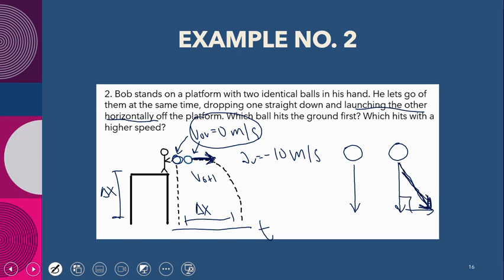Now, if you remember your geometry, the hypotenuse of a triangle is going to be greater than the value of either of its legs. So this value over here, this resultant velocity, is going to be greater than just this vertical velocity, which is equal to this one's final velocity. So the second ball hits the ground with a higher speed because it has that resultant combination of both vertical and horizontal, whereas this first ball is just solely vertical velocity.